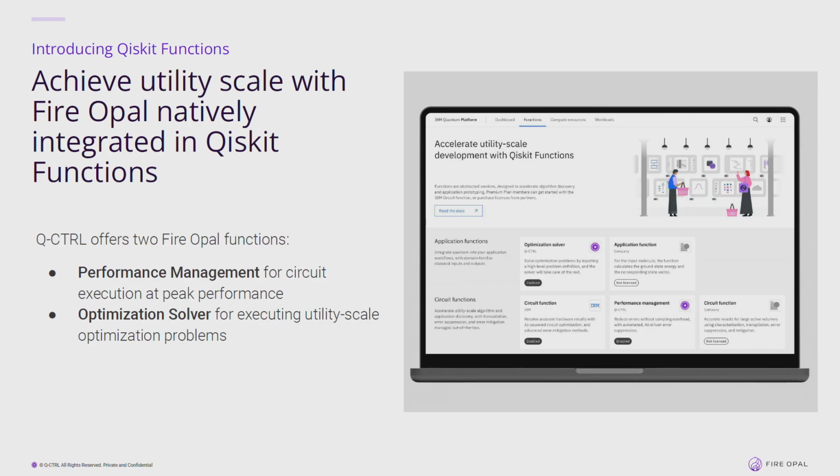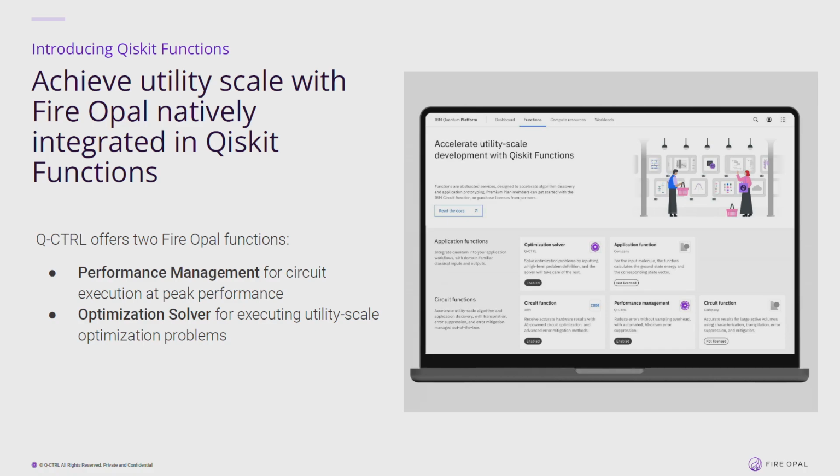Now, talking about ease of use, we are very excited with the recent announcement from IBM that they're going to be launching the Qiskit Functions. These are third-party functions that are going to be available on IBM systems, and we are very proud to have 2 of our functions available in the platform.